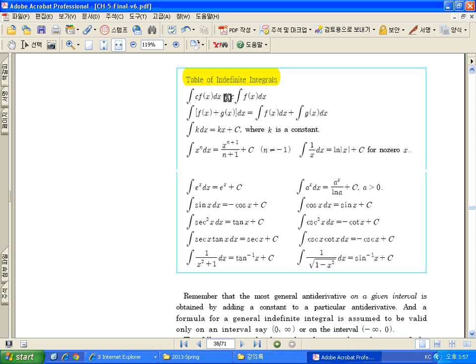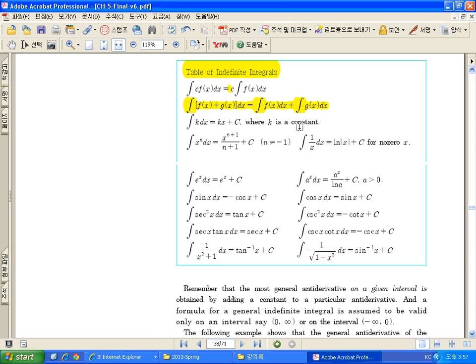Constant coefficients can come out, and sums can be split. The integrals are linear and homogeneous. For a constant, it's just kx plus c, and the integral of x to the n is just this, because the derivative of this one is this. Since the derivative of ln x is 1 over x, integrals can be written in this way.